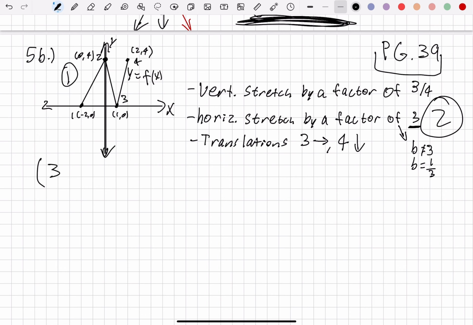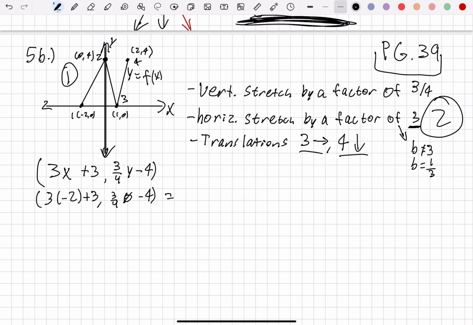So our mapping notation of these functions is going to be 3x plus 3, because we're going 3 right, and then comma, 3 over 4y minus 4 for 4 down. So now we're going to transform all of our points. So our first point is going to be 3, negative 2 plus 3, comma, 3 over 4, 0, minus 4.